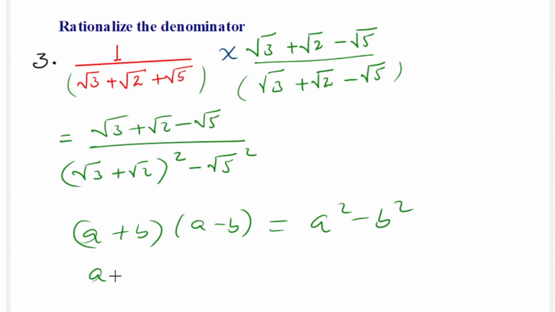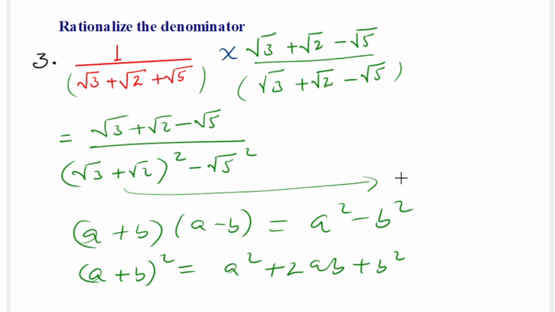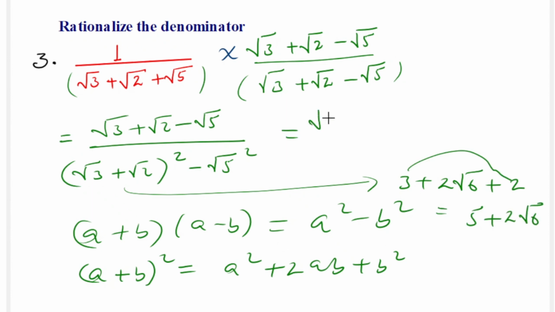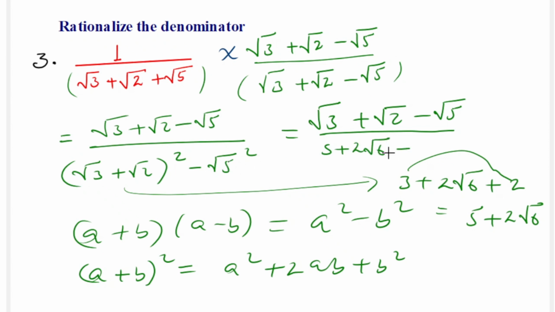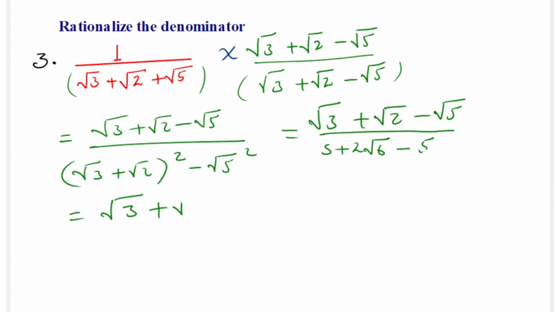By using the rule a plus b square means a square plus 2ab plus b square, for this one it becomes 3 plus 2 radical 6 plus 2, which is 5 plus 2 radical 6. And this becomes radical 3 plus radical 2 minus radical 5 over 5 plus 2 radical 6 minus radical 5 square, which is 5. 5 minus 5 will be cancelled out. So what we get is 2 radical 6.